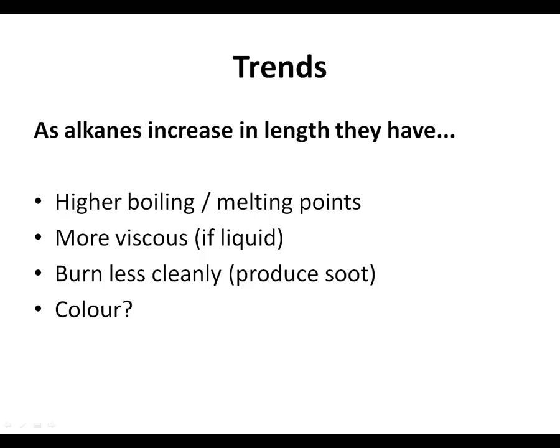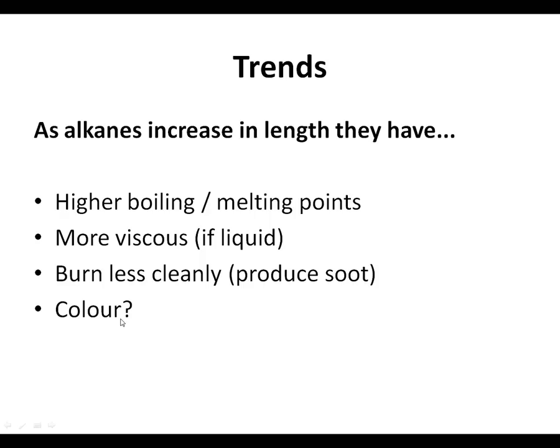The fourth one here, I've seen in some textbooks a reference to colour, that as they get longer, some of them get darker in colour or become coloured. I'm not completely convinced by that. Candle wax, for instance, is an example of very long chain alkanes, and it tends to be white, unless colour is added. But your short chain ones are definitely colourless. So I've put colour there with a question mark. Some of your longer chain ones may be coloured, but I'm still a bit dubious about that one.